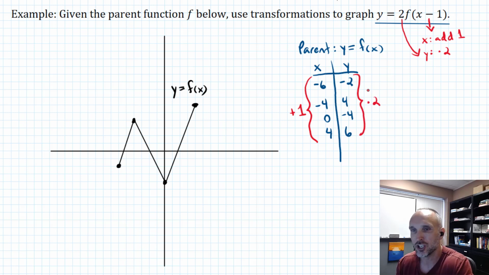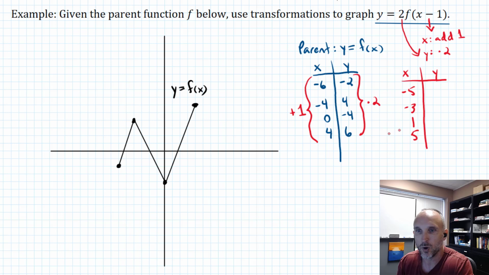So now I can generate my xy table for my transformed function because I've got all my transformations. Let's add 1 to all the x's: -5, -3, 1, and 5. Let's multiply our y values by 2, so -4, 8, -8, 12. And all we have to do is plot these points to see what our graph looks like.